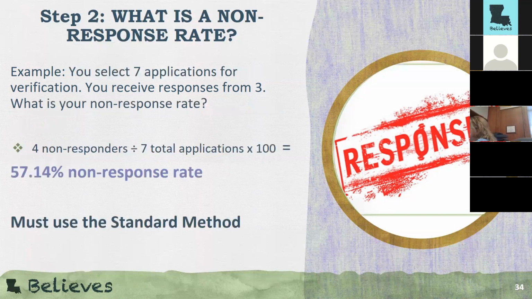If you divide the number of non-responders by the number of total applications selected for verification and multiply it by 100, you would get your non-response rate percentage. In this case, we had 4 non-responders out of 7 total applications. 4 divided by 7 times 100 is 57.14% non-response rate. In this case, since the non-response rate is greater than 20%, we will need to use the standard or basic method.